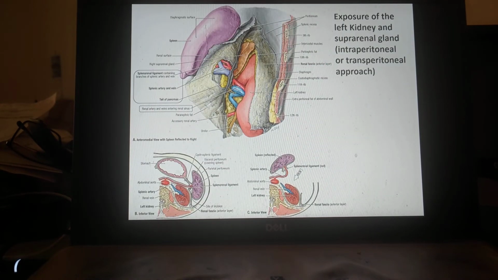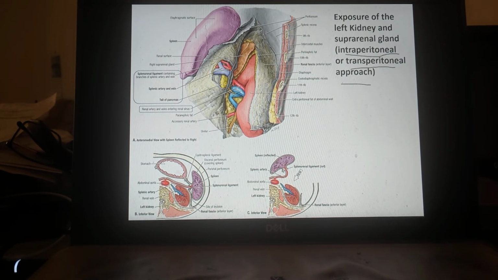Okay. Here is an intraperitoneal approach to the left kidney. So it means we have to access the kidney from the anterior side. We have to open the anterior abdominal wall and open the peritoneum to reach the kidney. This is an important approach if there is cancer, for example kidney cancer, or if we do renal transplantation, usually we do transperitoneal because we should access the kidneys through the peritoneum.